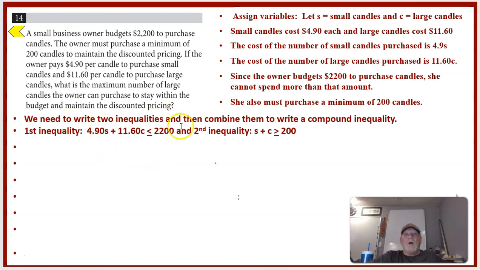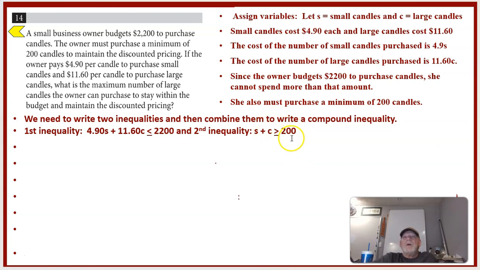So we need to write 2 inequalities and then combine them and write a compound inequality. The first inequality is going to be the amount spent for small candles, 4.90 times S, plus the amount spent for the large candles, 11.60C, has to be less than or equal to 2,200. It has to be. That's the budget. The second inequality says that S plus C is greater than or equal to 200. So there is a minimum, which means she has to buy more than that.